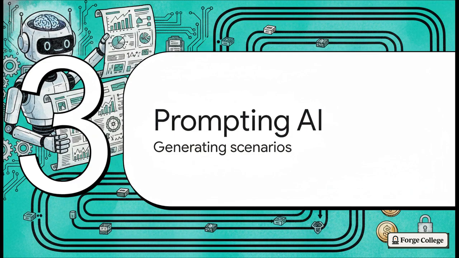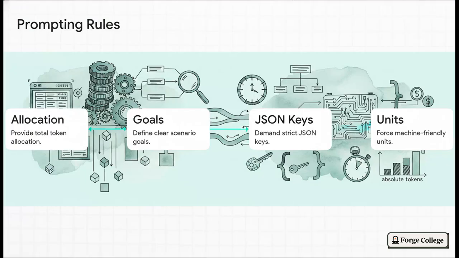All right, moving to Section 3, prompting AI for scenarios. So we are going to generate some test parameters by bringing in a junior lab assistant, artificial intelligence. But here's the catch. If you just ask an AI to make a token schedule, it gets way too creative and spits out unusable garbage. It needs deterministic, highly structured instructions.